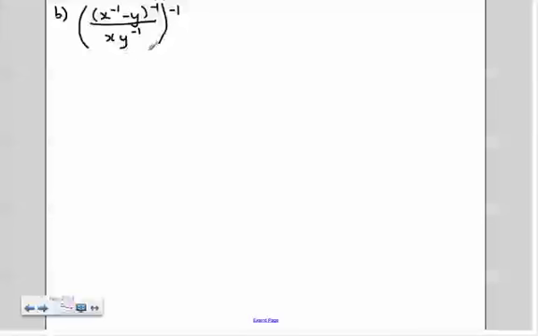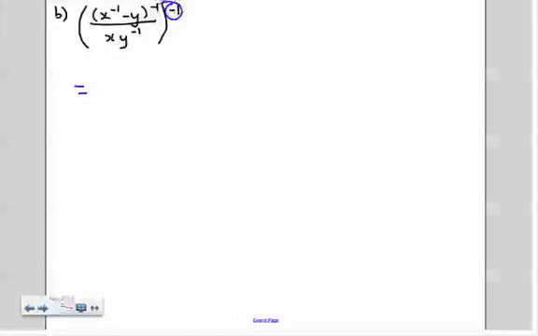Okay, so this one is a little bit confusing because I have a lot going on. The thing I want to be careful with is I cannot distribute this -1 into the bracket because there is a subtract there. You can only distribute an exponent into the bracket when there's no subtract. This one I can though.